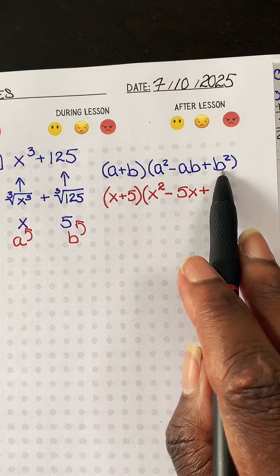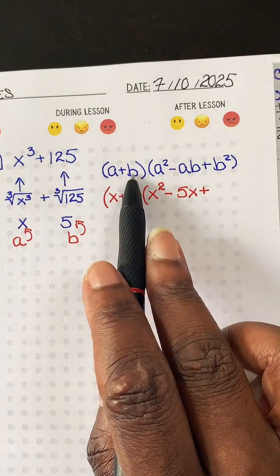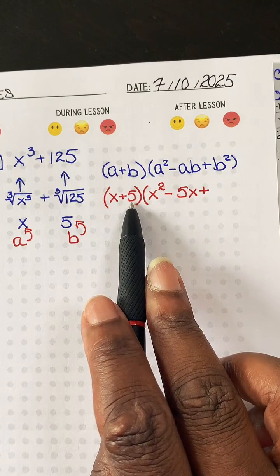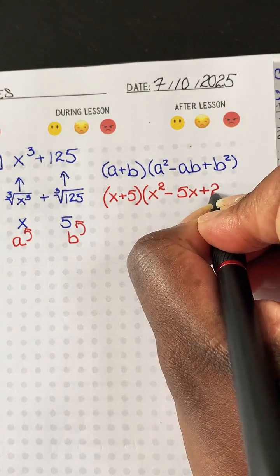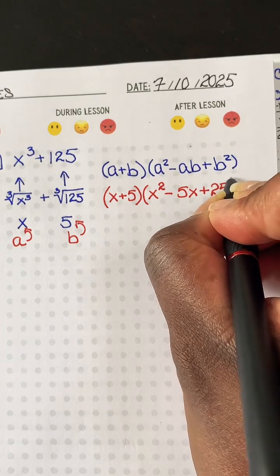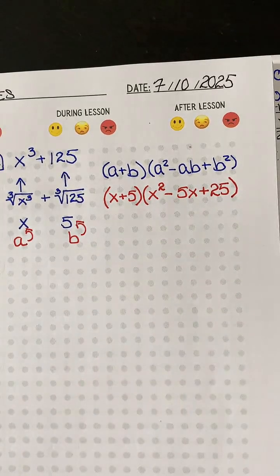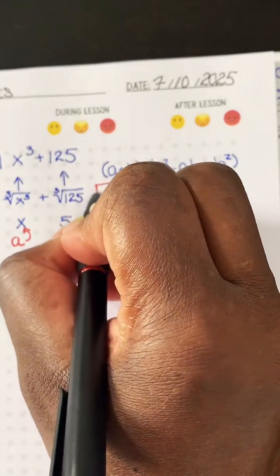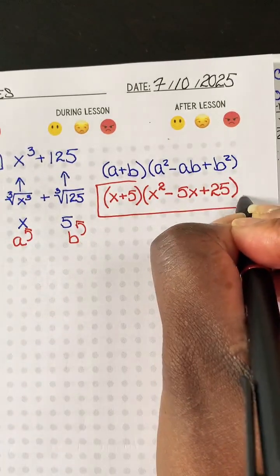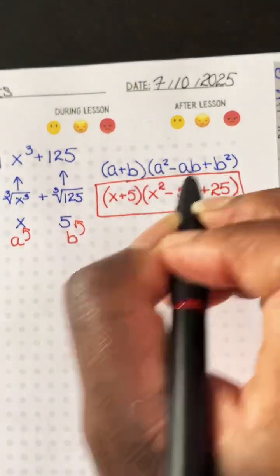Now they want us to square our B. Well, our B is 5. So 5 squared, that gives me 25. All right. That is the sum of cubes. This is your answer. And you're probably like, Audrey, we can break down that second parenthesis.